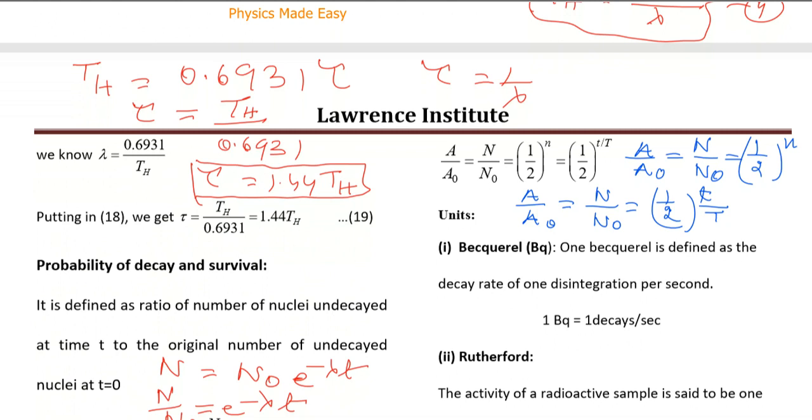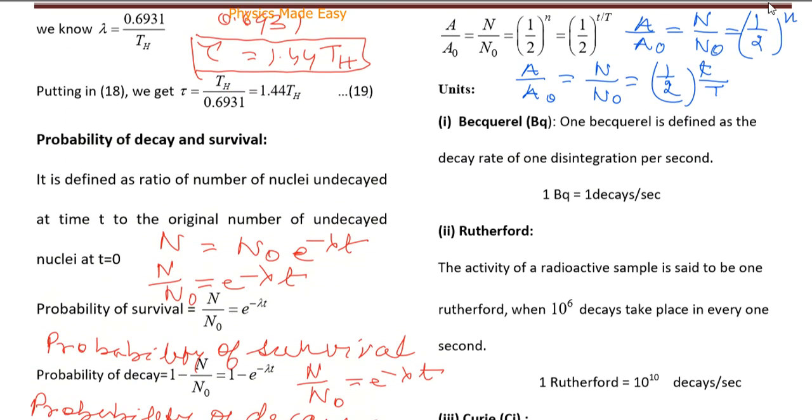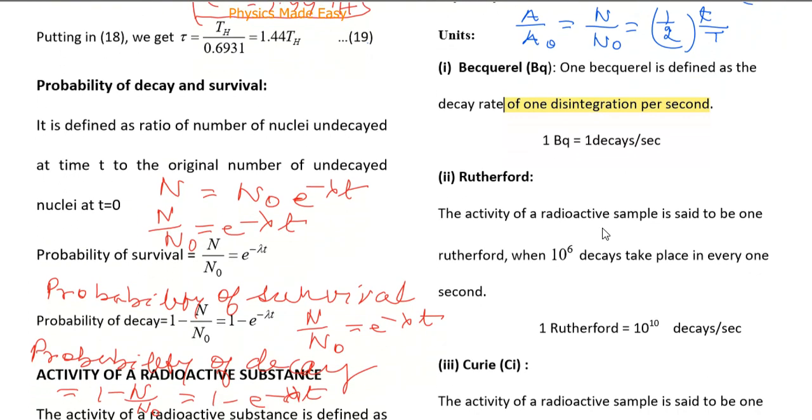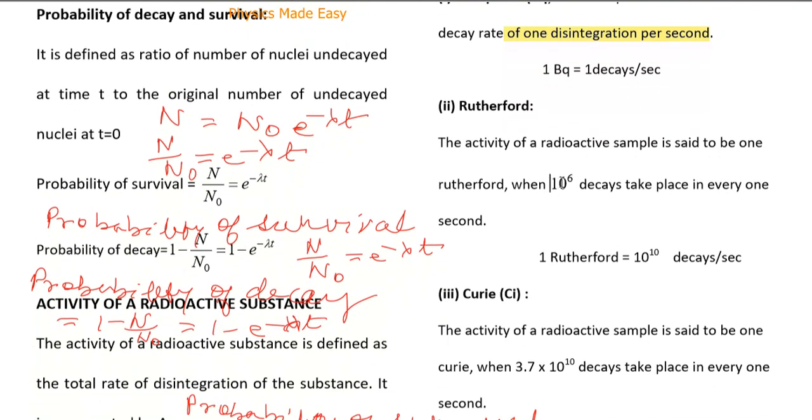Next is Becquerel. One Becquerel is defined as the rate of decay. One disintegration per second is called 1 Becquerel. 1 Rutherford is 10 raised to power 6 decays.